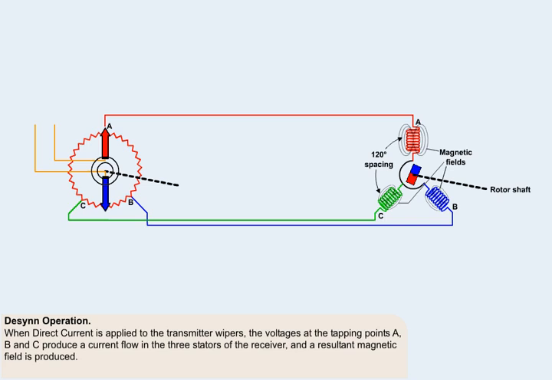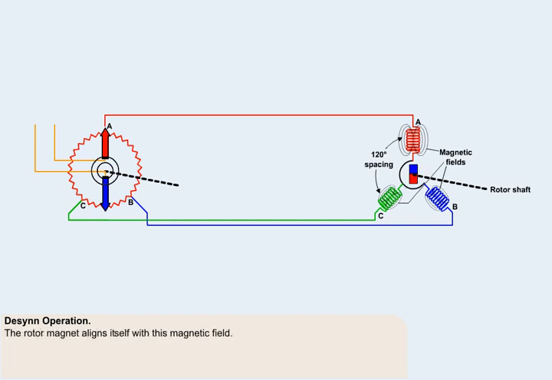When direct current is applied to the transmitter wipers, the voltages at the tapping points A, B and C produce a current flow in the three stators of the receiver, and a resultant magnetic field is produced. The rotor magnet aligns itself with this magnetic field.